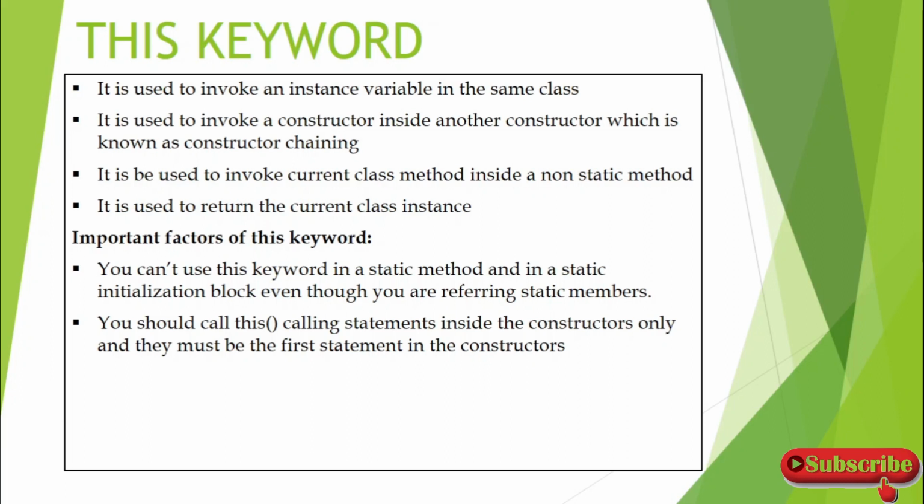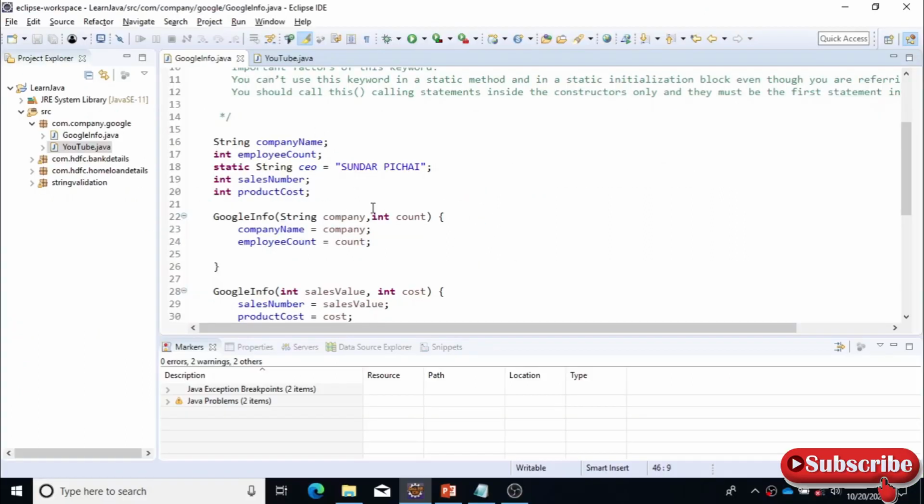The important factors of the this keyword: from the third point I said, inside a static method or static block you cannot use the this keyword. That is one point. And the second point is if you are doing constructor chaining, this should be the first statement. You cannot put it in the second or third statement. It should always be the first statement. Now let's see an example for all these points, which I will explain clearly.